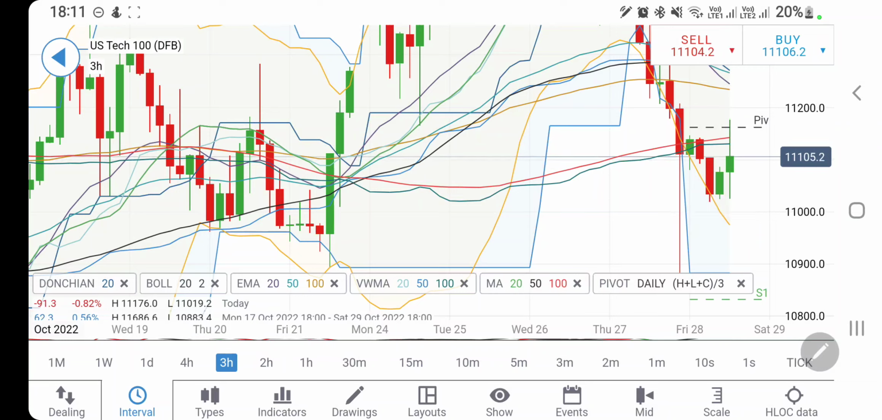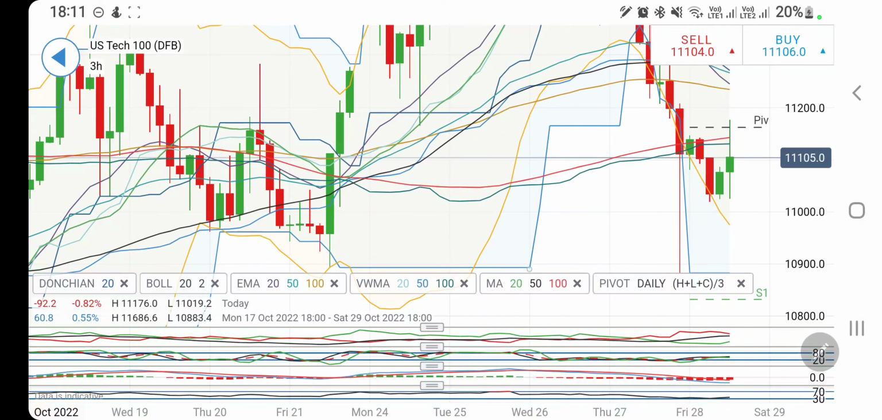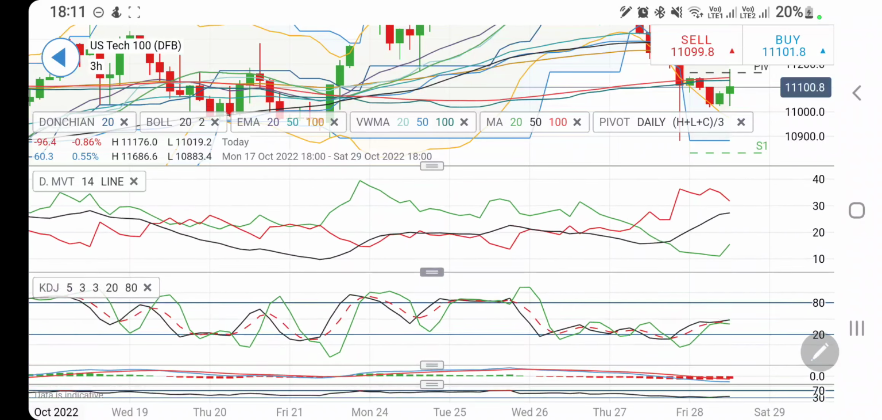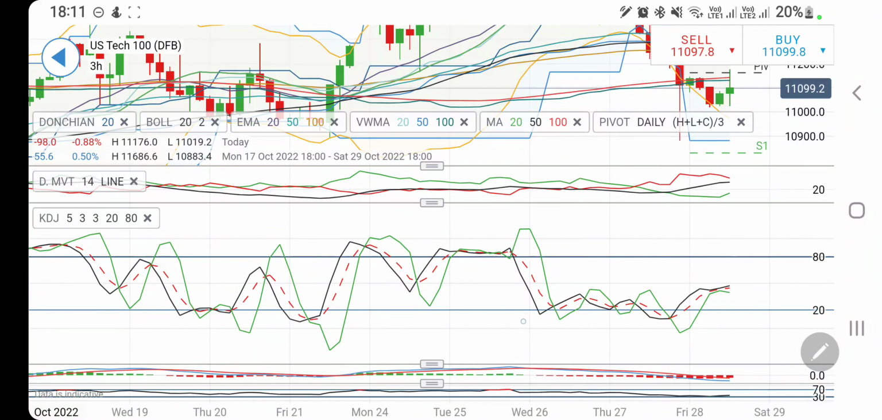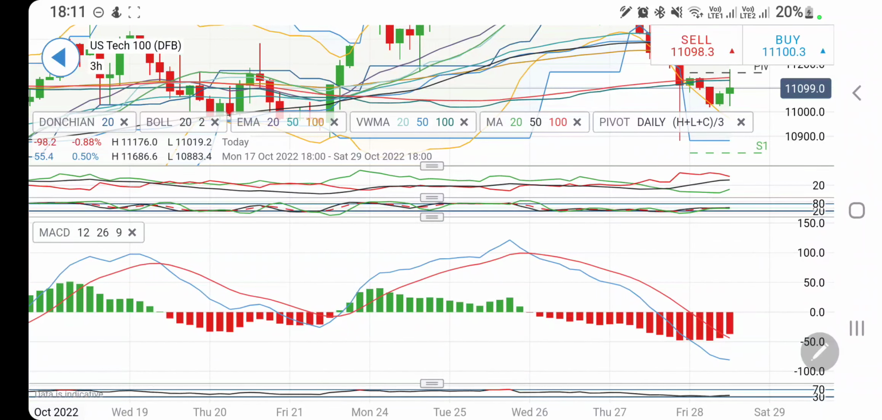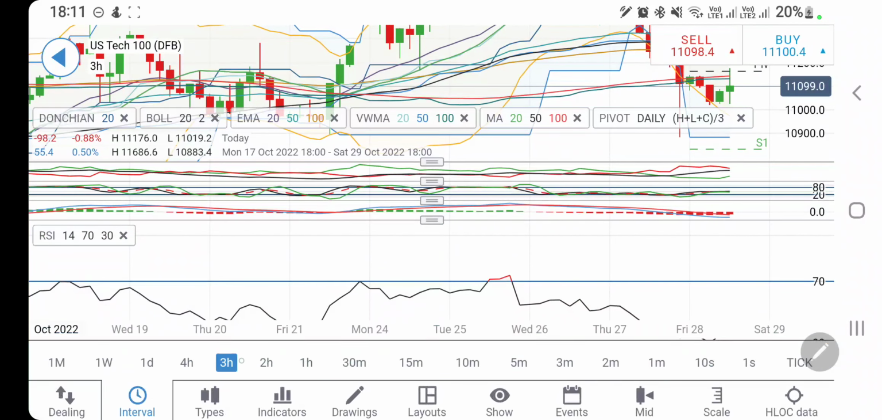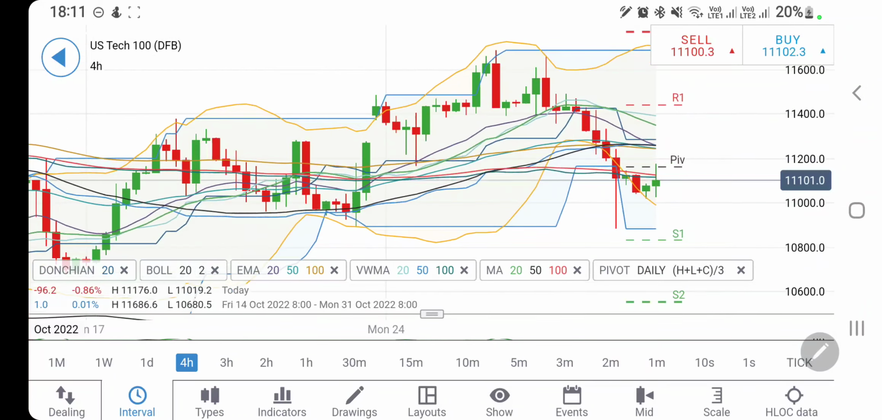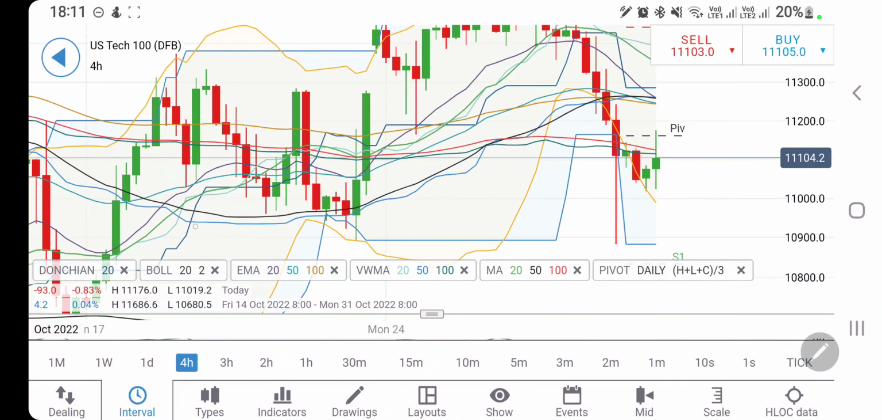Till the time it trades above 11,000, certainly bullishness can be expected, and we can expect 11,200, 250, in fact 11,300 levels. Directional movement trying to converge, and this is bearish so far. It is trying to converge and enter into bullish mode. Stochastic looking upwards. The MACD is bearish, trying to converge, and RSI rising back from the bottom, indicating little bullishness there. Now look at the 4-hour charts.